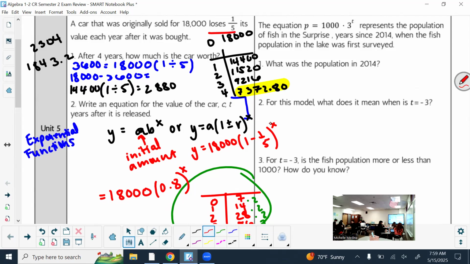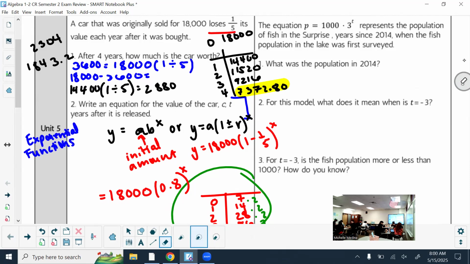What's 1 minus 1/5? No. If I have a pizza cut into 5 slices and I took away 1 slice, how many do I have left? 4/5. And you can even use your calculator for that. 1 minus 1/5 is 4/5. Guess what 4/5 is equal to as a decimal? 0.8. So that can be our equation.